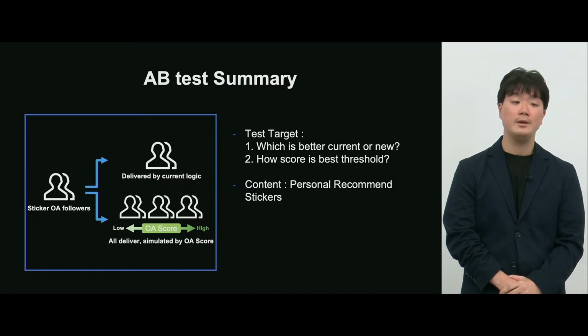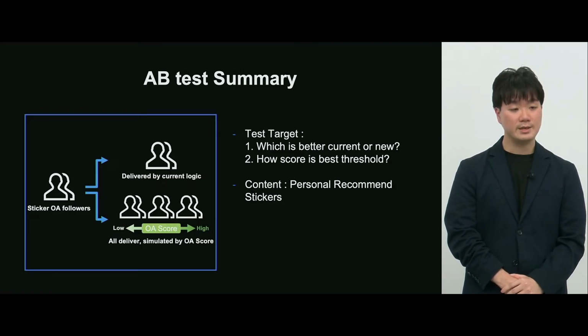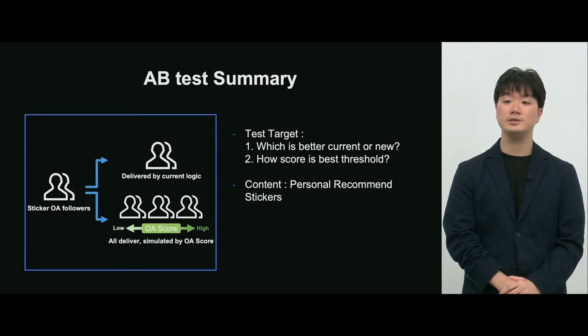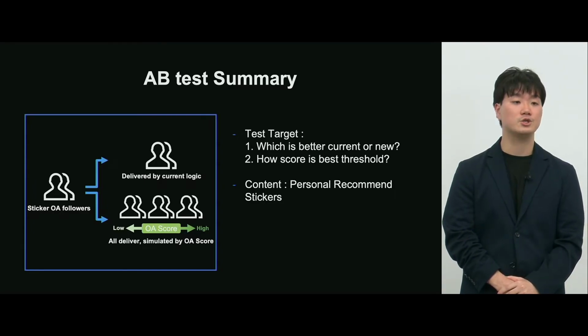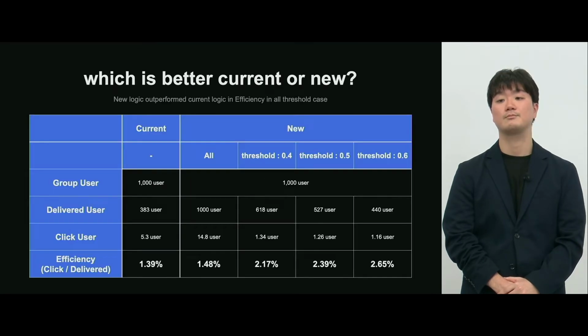And therefore, in the A/B test, two groups of users were prepared, and one group was delivered by the current logic, and the other group was delivered to everyone in that group. In the subsequent verification phase, we decided to compare the result by simulating a case in which only users with a high OS score were distributed among the group that had been distributed to other users. And that's how we have compared.